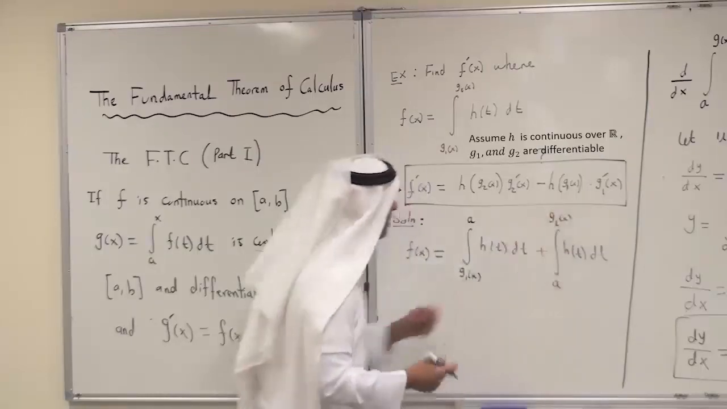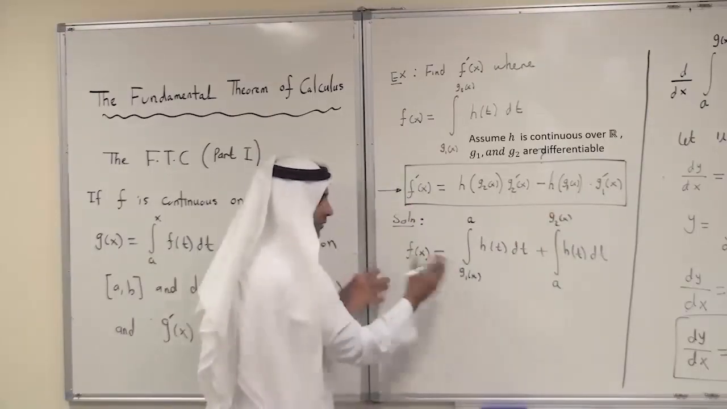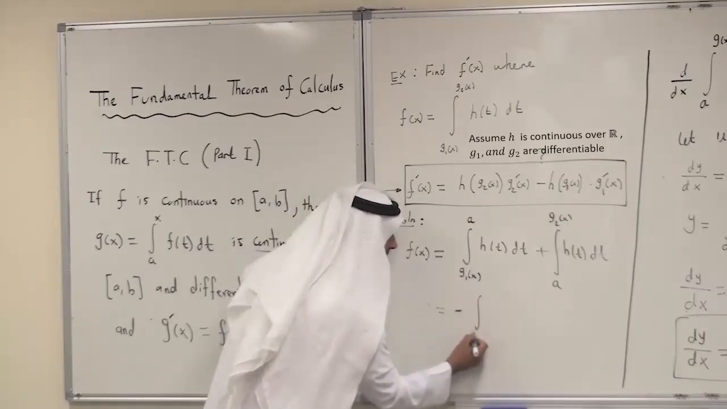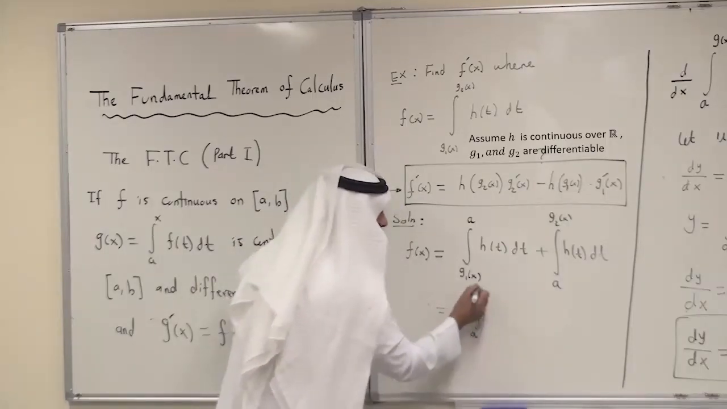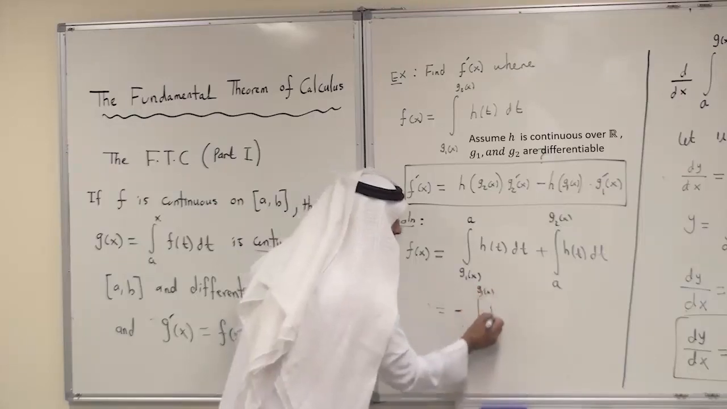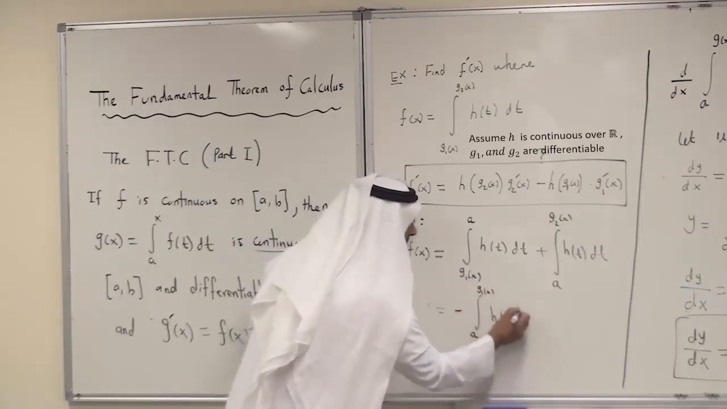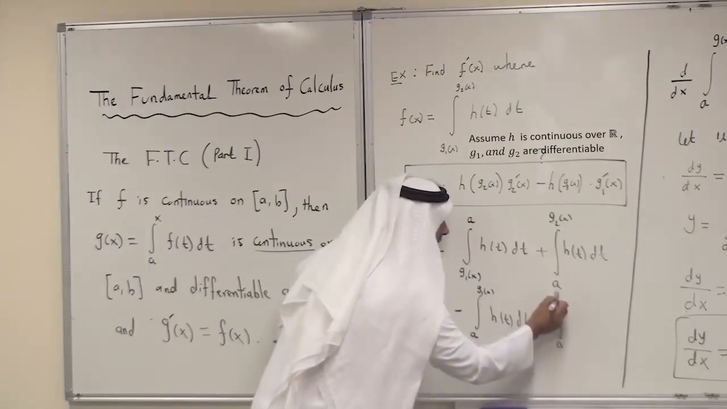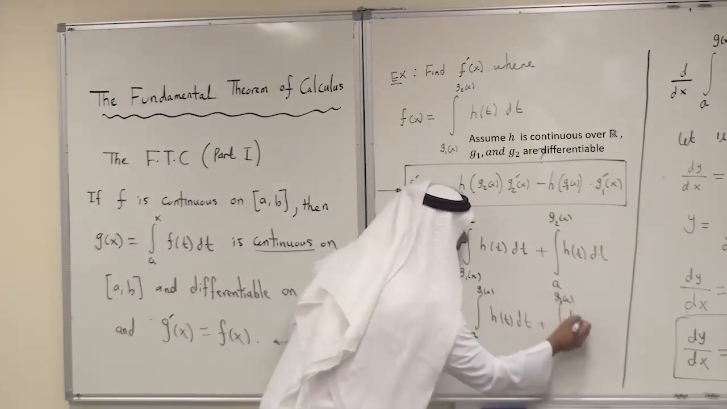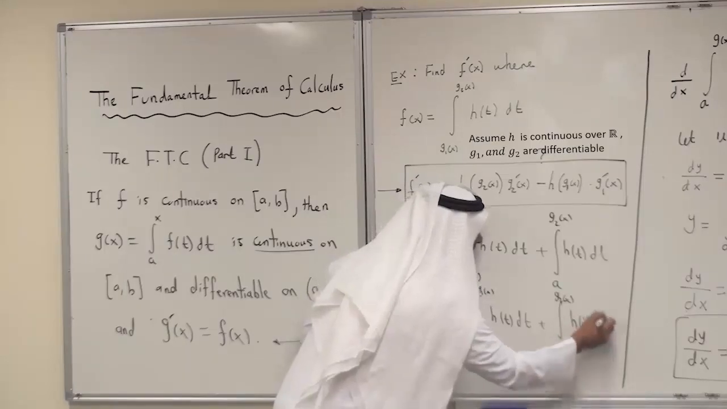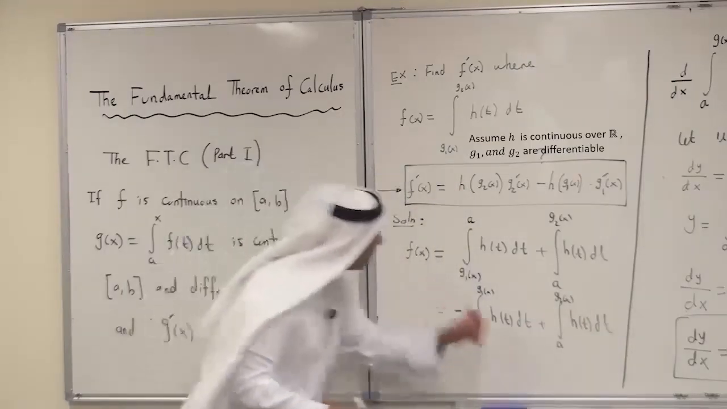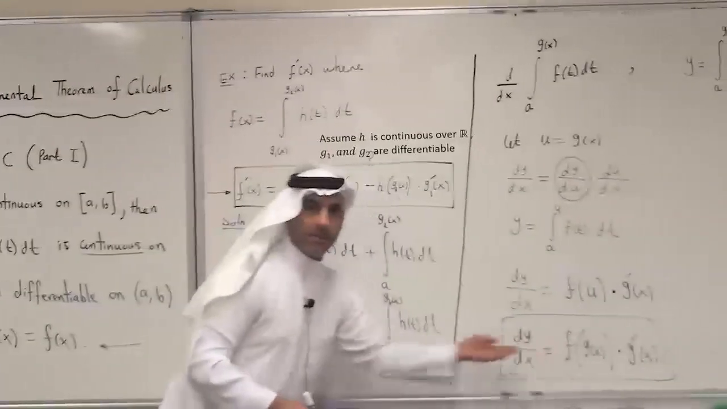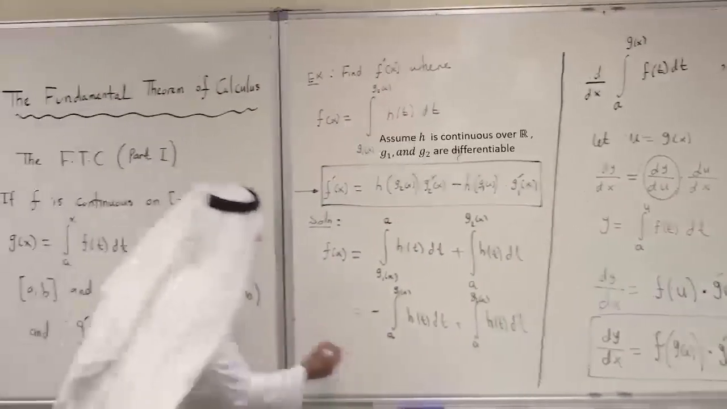Using the chain rule, etc., we have the following. I will just reform them now. This is minus, and then I have here the integral from a to g1 of x of h of t dt, plus the second one, from a to g2 of x, that is h of t dt. But now we have a formula for this, which is exactly what we are writing here.